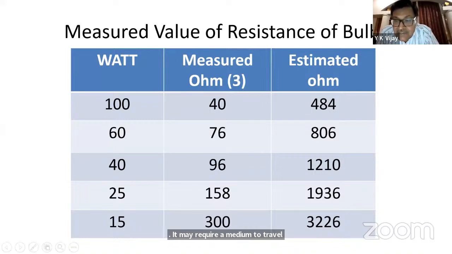Sir, then you are saying that light is a wave, but waves require a medium to travel through. Then how is light traveling through vacuum? Well, light wave and sound wave are different. Light wave doesn't need a medium, while the sound wave needs a medium.